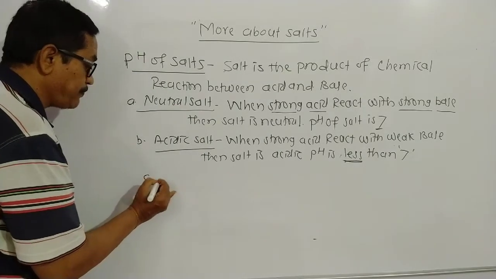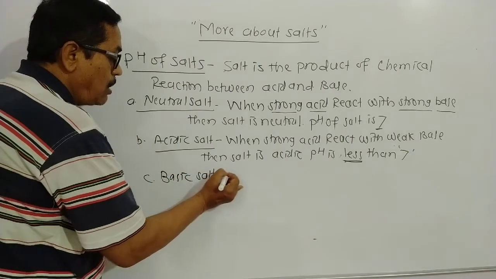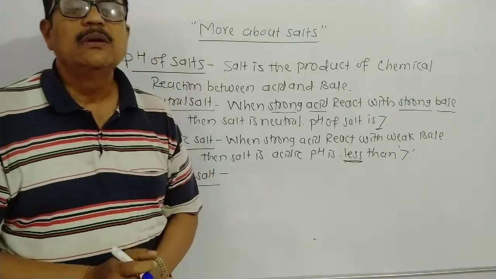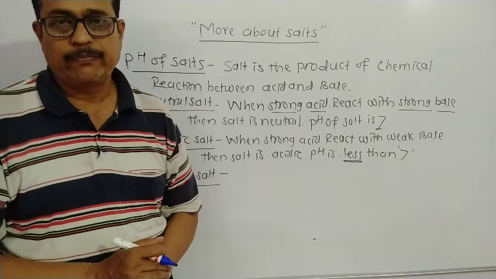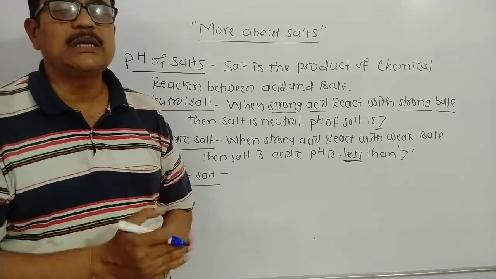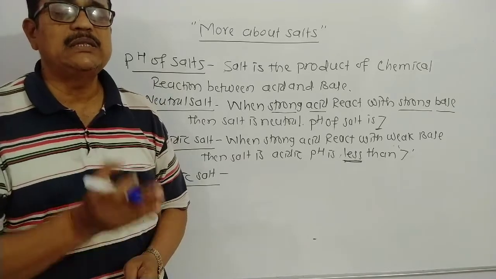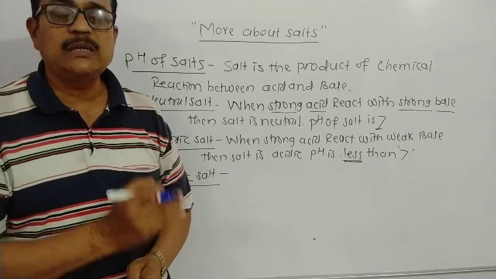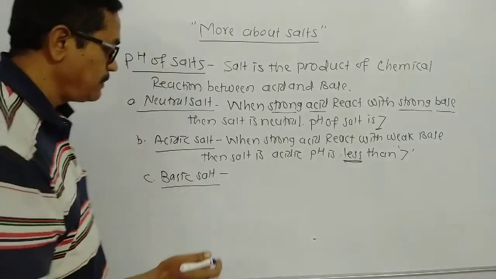Then number 3, the basic salt. How do we identify a basic salt? Dear student, when a strong base reacts with a weak acid, then the pH of such a salt is more than 7. Hence the salt is said to be a basic salt, because the nature of the salt depends upon the strength of the base.